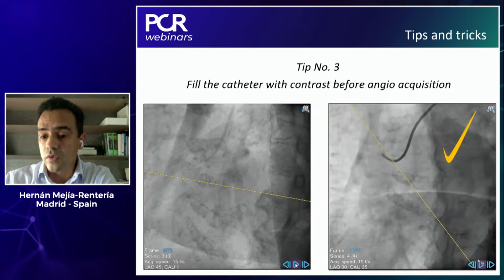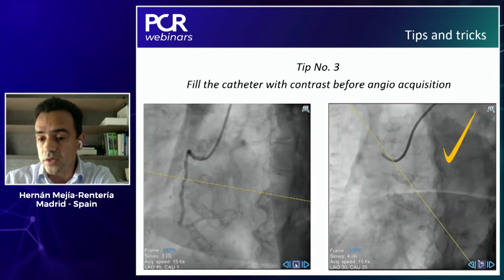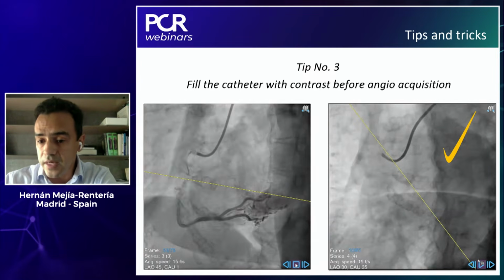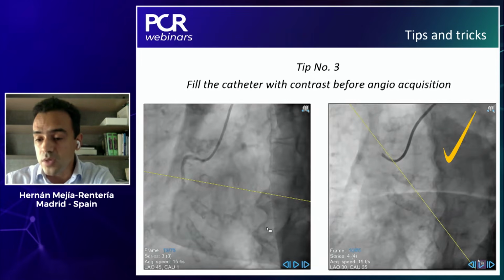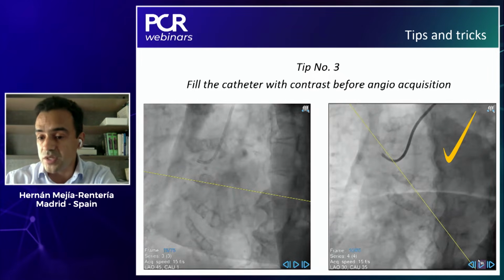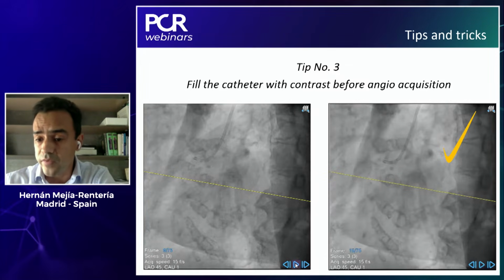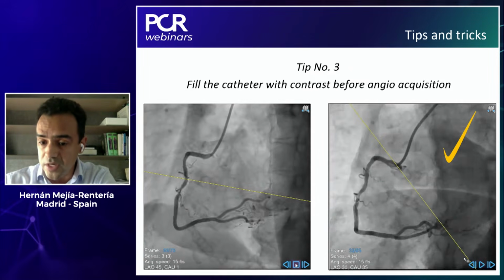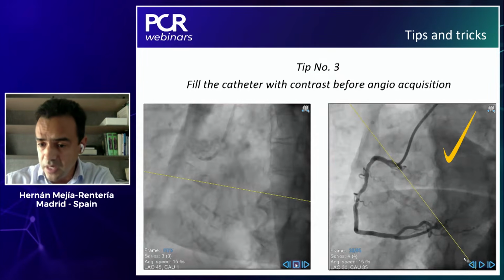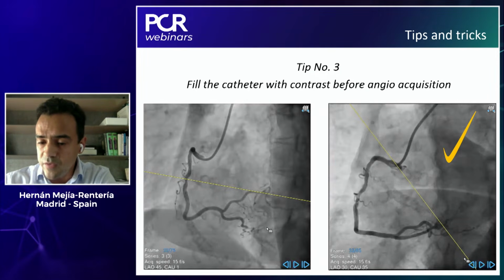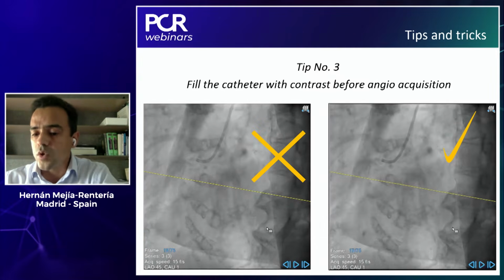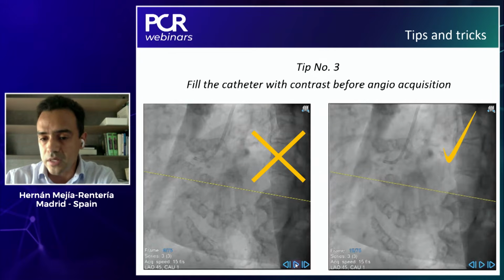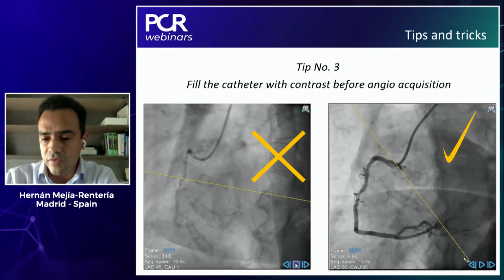It is also very useful, this tip related to the catheter and the contrast. Fill the catheter with contrast before angio acquisition, because otherwise, as you can see here, the contrast vessel filling will not be homogeneous, and this will make the frame counting analysis difficult, which is necessary to calculate the contrast QFR value. But if you properly fill the catheter with contrast, as in the right image, before angio acquisition, you can more easily follow the column of contrast at each frame of the cine, and therefore you will obtain a more accurate contrast QFR value.